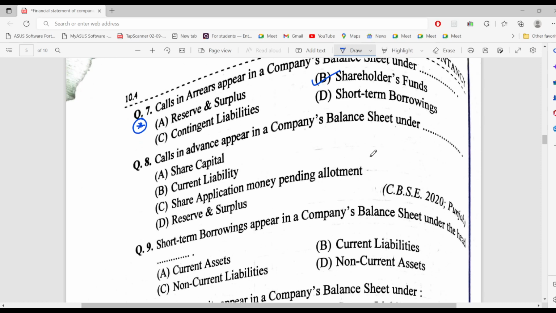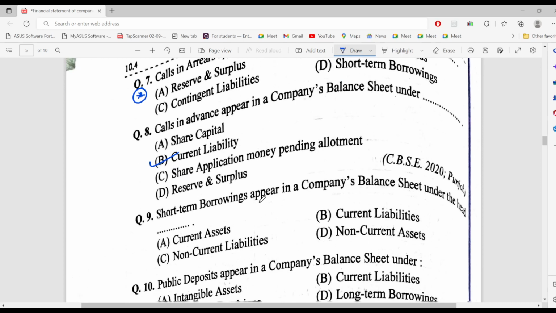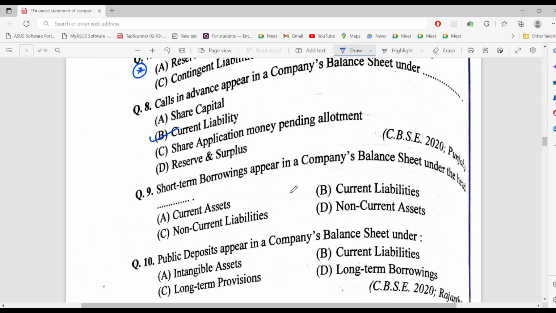Calls in advance appear in a company's balance sheet under calls in advance. It's a current liability for us. So option B would be the correct answer. Short-term borrowings appear in a company's balance sheet under the head short-term borrowings. So it's again a current liability. Non-current liabilities are long-term borrowings.